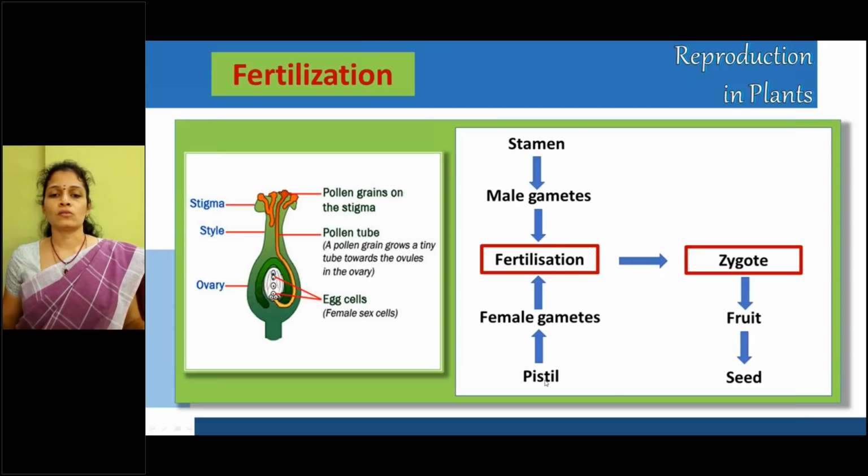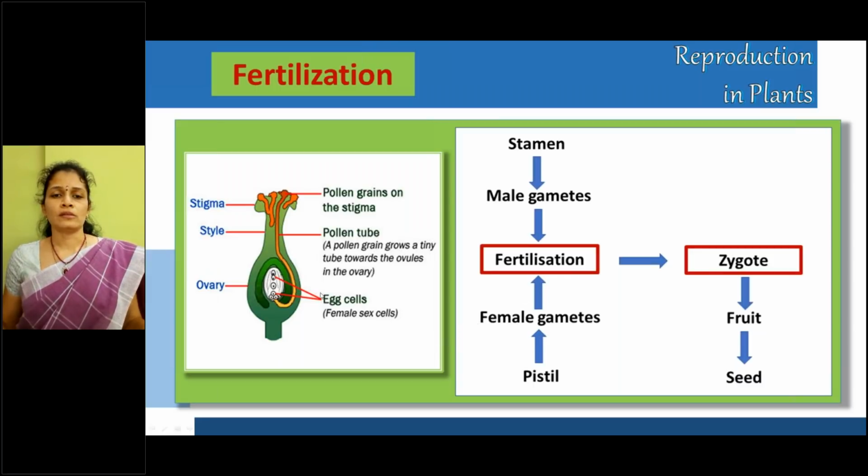Now look at this. What is this? Pistil. What is pistil, children? It is the female reproductive part of the flower, and the pistil consists of 1 or 2 carpels. Each carpel consists of ovary, style, and stigma. And the ovary contains the ovules, and the ovules have female gametes. Now let us see what happens to these female gametes and male gametes after the pollination.